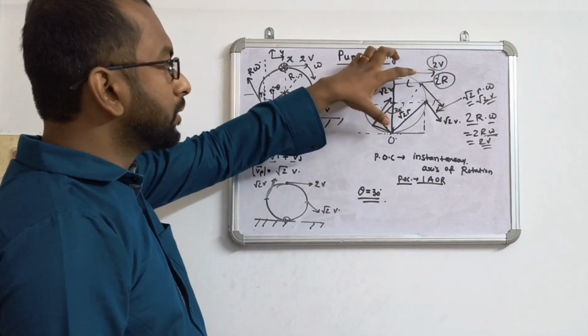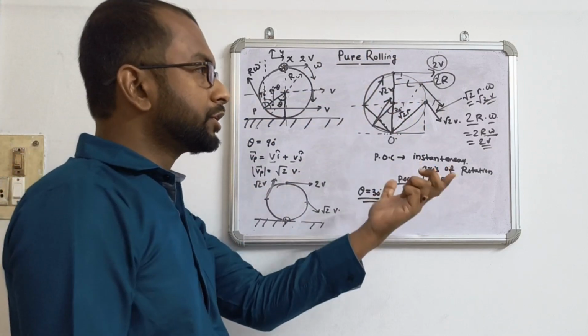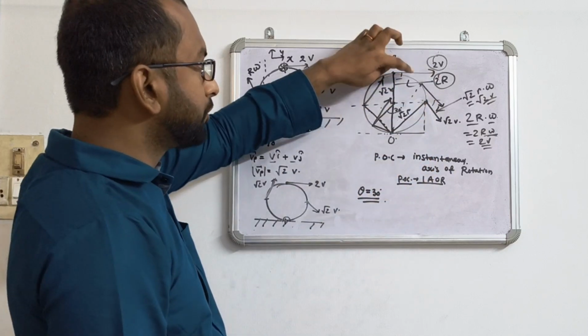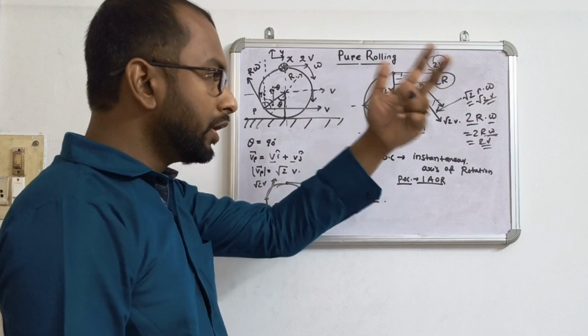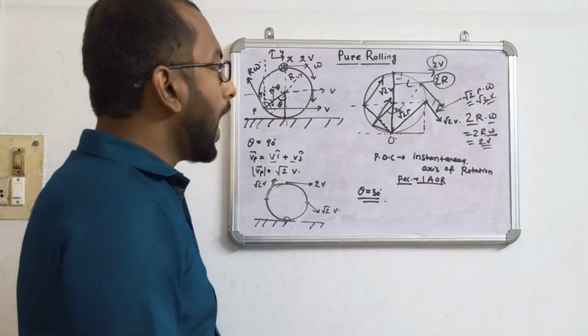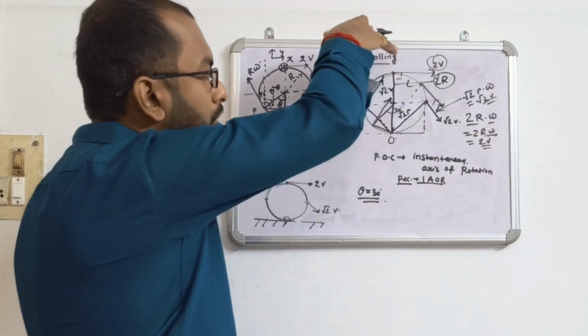That is how you will calculate the velocity at any point. Just calculate the distance and multiply with omega, you will get the velocity. But the distance, please remember, the distance is from the particular point to the point of contact. That is the distance. You have to multiply with omega, you will get the velocity magnitude, and the total velocity direction will be perpendicular to the particular line.